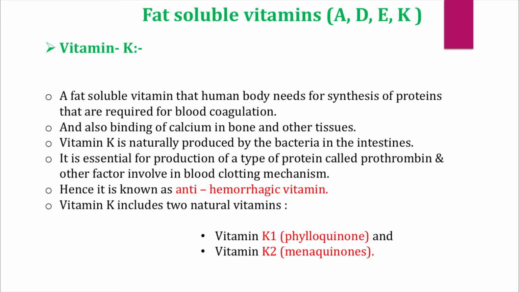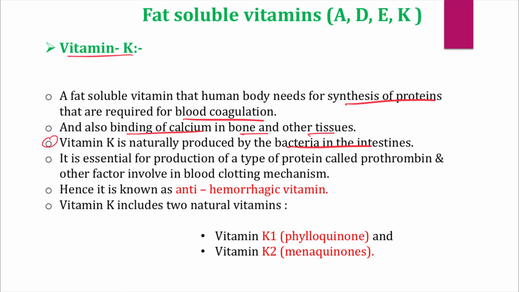So now we are going to talk about vitamin K, the last fat soluble vitamin in our series. Our body needs this vitamin K for the synthesis of certain proteins, right? And these proteins are required for blood coagulation. Apart from blood coagulation, vitamin K is also very important for the binding of calcium in bones and other tissues. Not only this, there are certain bacteria present in our intestine. They naturally produce this vitamin K. So vitamin K is naturally produced by bacteria which are present in our intestine.